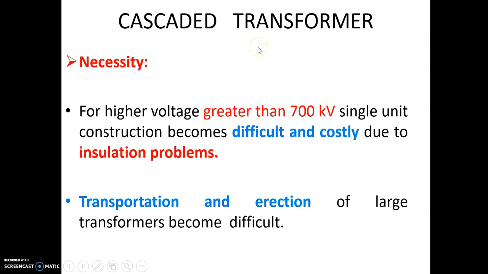Cascaded transformer: from the name only you can see what the meaning of cascaded is. You know the meaning of cascaded: one after another. So is it a series connection? You can see how the transformers can be connected in cascade and in series, because a transformer has 2 windings or 3 windings. So let us see how the connections in cascaded transformers are done.